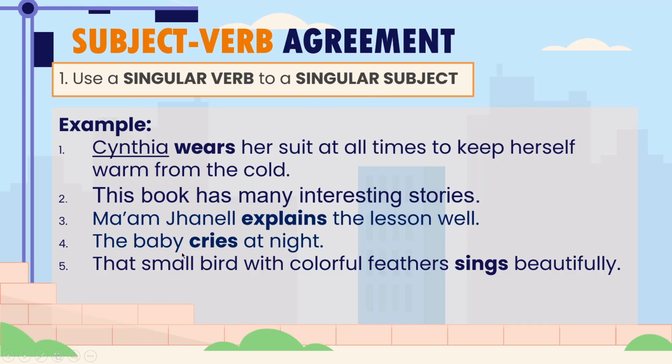Next, "The baby cries at night." We have our subject, the baby, and we have our verb, cries. Again, ang palatandaan ng singular verb, either with S or ES. Next, "That small bird with colorful feathers sings beautifully." Our subject here is the small bird, and our verb used is sings.